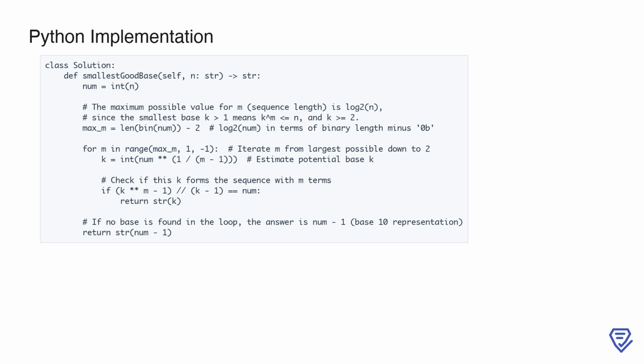4. Estimating the base k for a given m, the base k is estimated using the formula k is almost equal to n^(1/(m-1)). This is derived from the geometric series sum formula rearranged to isolate k. Python: k = int(number ** (1/(m-1))). 5. Verification of the base for the estimated base k. We check if it satisfies the geometric series sum formula for m terms equaling n. If true, k is the smallest good base, and we return it. Python: if (k**m - 1) // (k - 1) == number: return str(k).